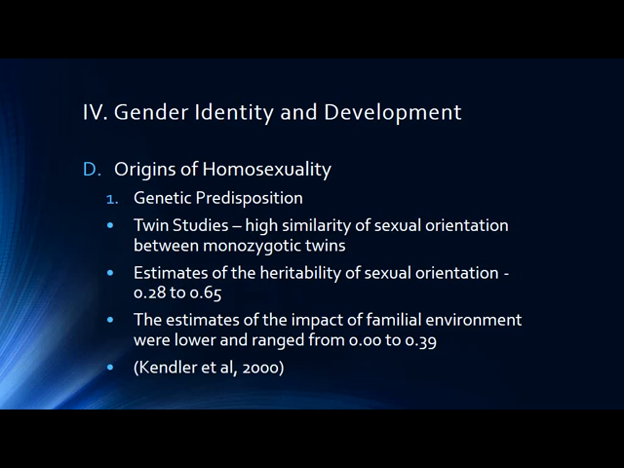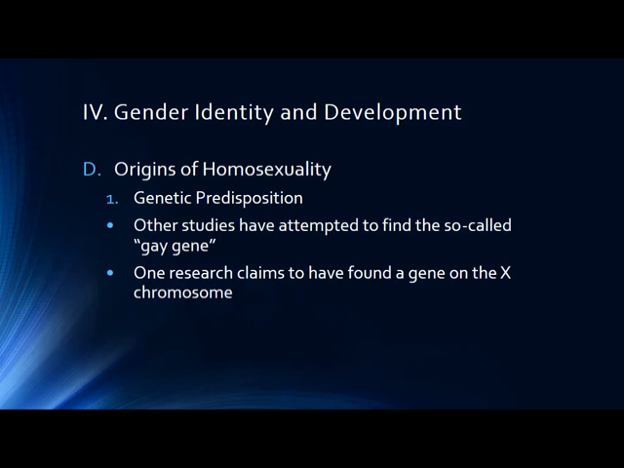Unfortunately, some of these concordance and discordance rates are confounded by other issues, like prenatal androgen levels, which we'll talk about here in a moment. Because certainly monozygotic twins develop in the same uterus, right? And as a result, the androgen levels for both twins are going to be relatively similar, so it could be that, not the shared genetics. Kind of a Gordian knot to try to take apart. So other studies have attempted to find this so-called gay gene.